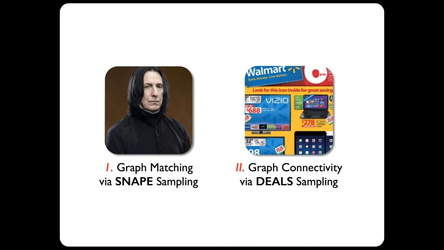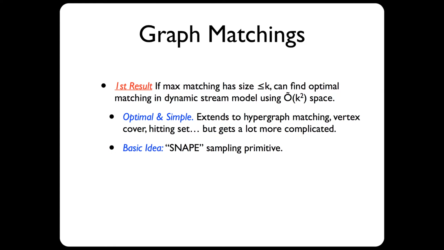One I've decided to refer to as Snape sampling, and this is going to be particularly useful when solving problems like graph matching and more generally vertex cover, hitting set, etc. And the second one, which I decided to call deals sampling. Amit almost got Draco sampling to work out as a good acronym, but it didn't quite work, so I went with deals sampling, which is good for graph connectivity problems.